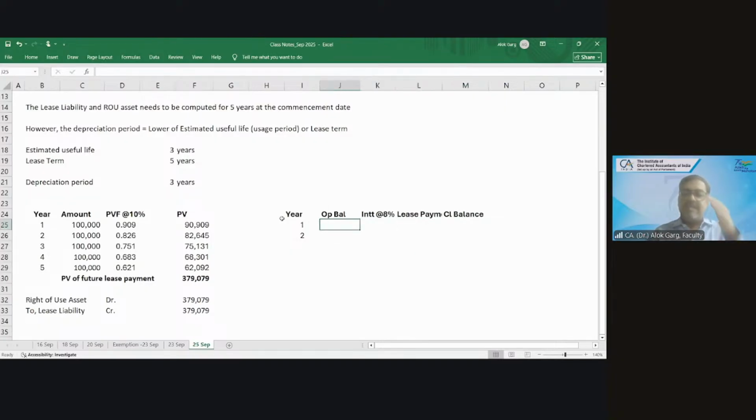What is my opening balance? My opening balance is 379,079. What is my interest rate? 10%. This multiplied by 10%. What is my lease payment? 1 lakh is my lease payment. Then this is my closing balance.